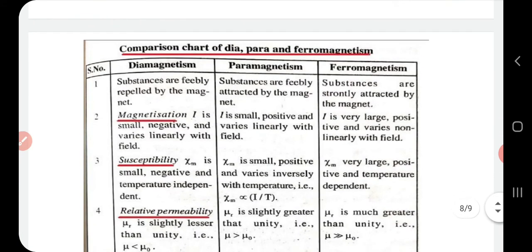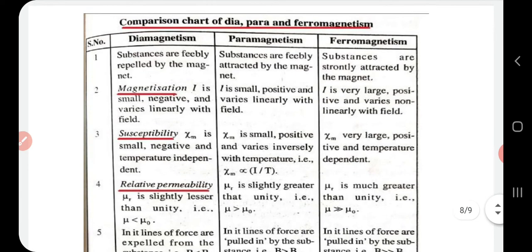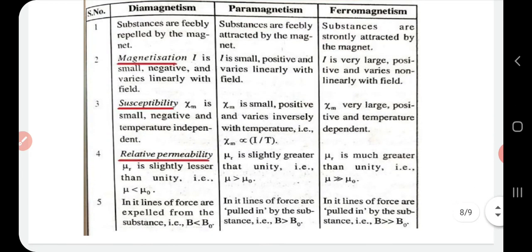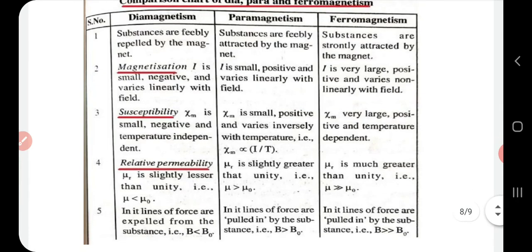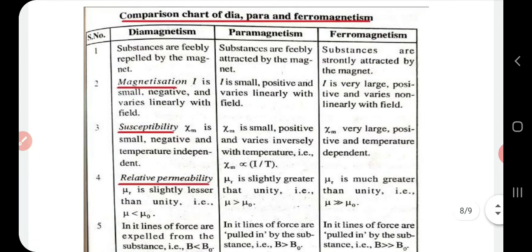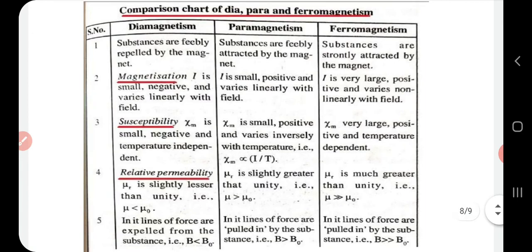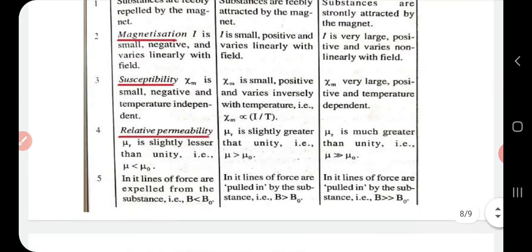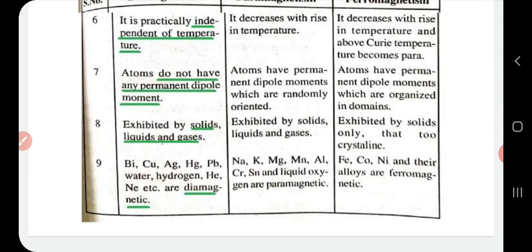Now this is just a comparison chart between diamagnetism, paramagnetism and ferromagnetism. This particular table is very, very important because it summarizes all the properties that we have studied earlier. So please try to learn this table. Here there are a total of 9 properties. I am not explaining it again because we have already explained it in each of these sessions, namely diamagnetism, paramagnetism and ferromagnetism. So this is just a summary. So learn this table very well. In the last row, please don't forget to write the examples. The ninth one is actually the examples for each of these magnetisms. So study this table well.